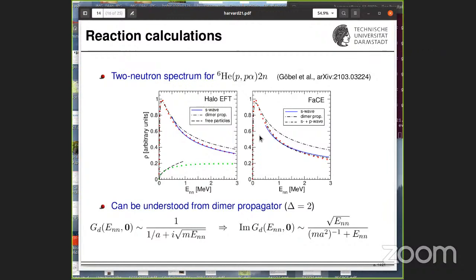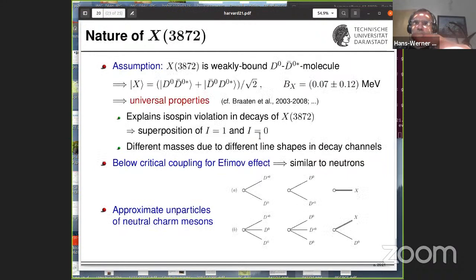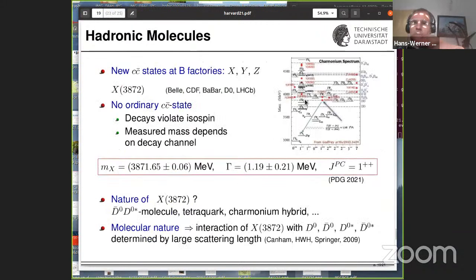But of course, when I say the mass, I said the measured mass depends on the decay channel. This happened because people just naively analyzed the data, but they didn't take into account that the line shape in these different channels actually has a different form. And if you take into account that there are different interactions in these channels and take the correct line shape, then of course you will get the same mass if it's the same particle. So it was an artifact of doing the analysis in a way that's not sophisticated enough, I would say.